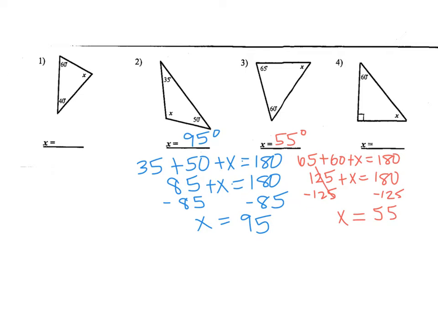All right, pause the video, see if you can do number 4 on your own, and then press play to see if you get the correct answer. All right, for number 4, you should have gotten 30. So this one's a little bit different because this measurement here does not have a number on it. But you should know that the box in the corner symbolizes 90 degrees. So you would have said 60 plus 90 is 150, and 180 minus 150 would leave you with 30.